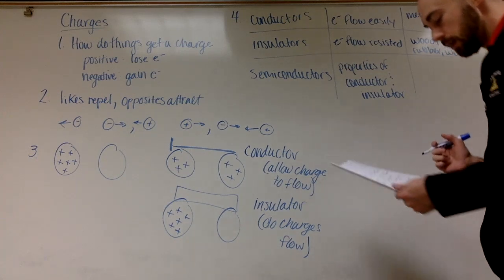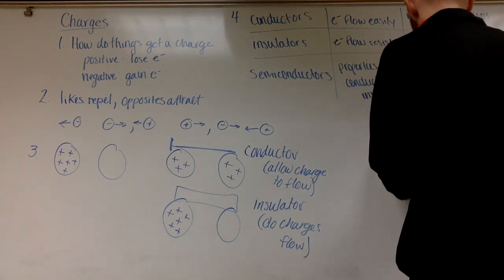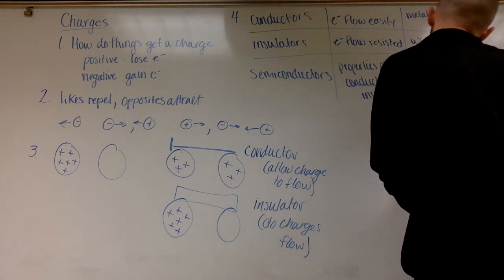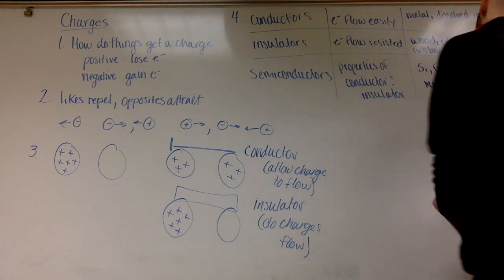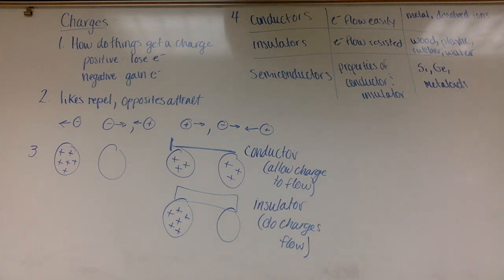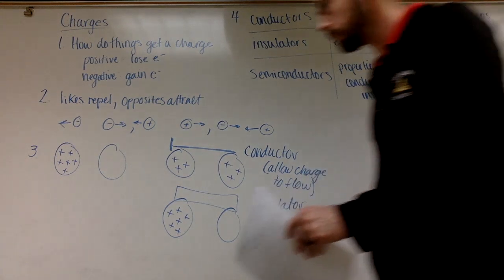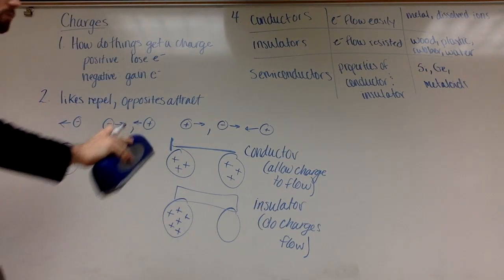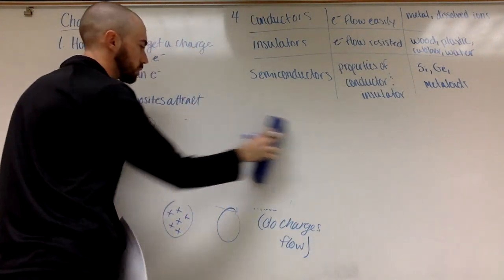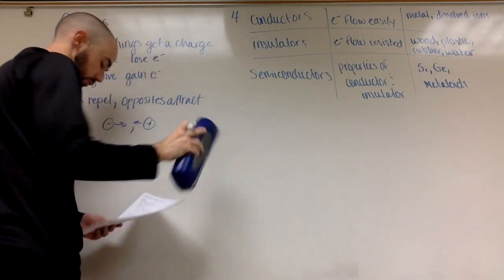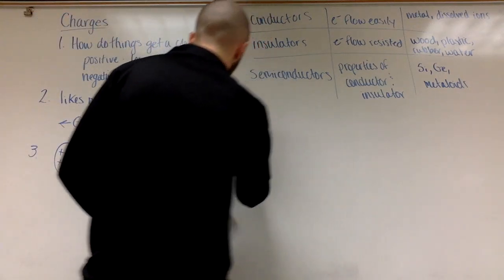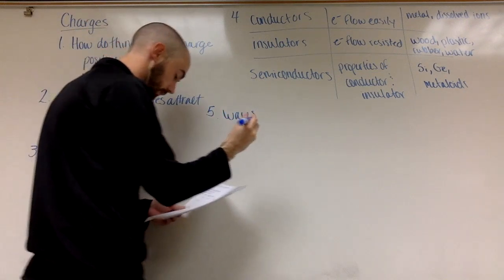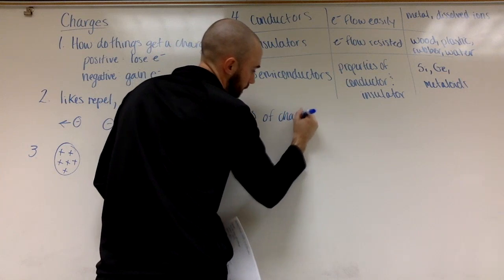And finally here, what are some examples of semiconductors? There's silicon, germanium, most of the metalloids on the periodic table. If you remember that from chemistry, most of the metalloids are going to be your semiconductors. So since we've talked about what charges are, how you get them, how you lose them, and how they can flow, let's real quickly talk about the ways of charging. This is number 5.